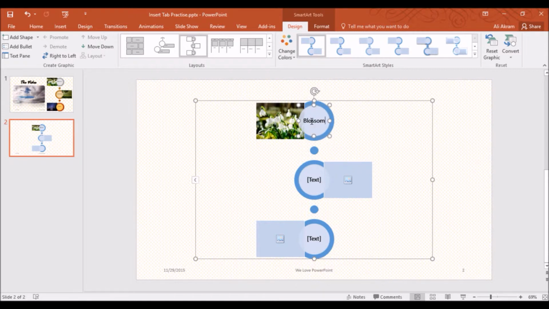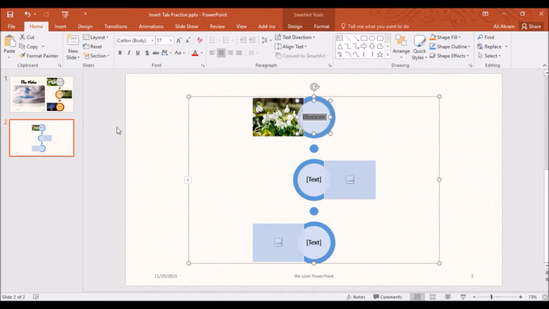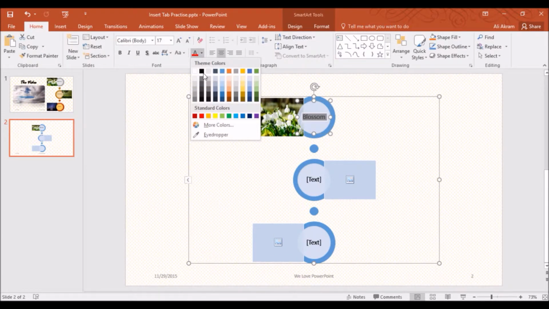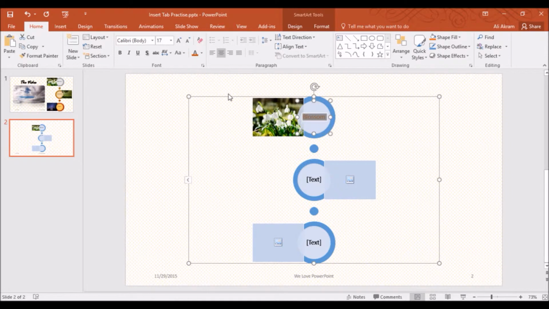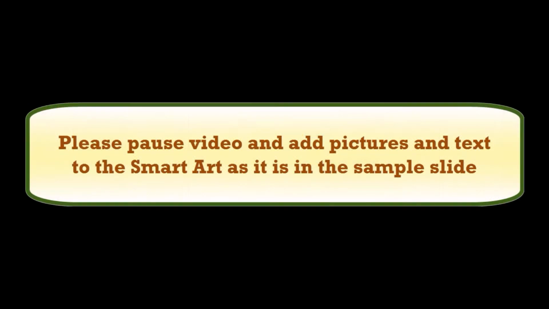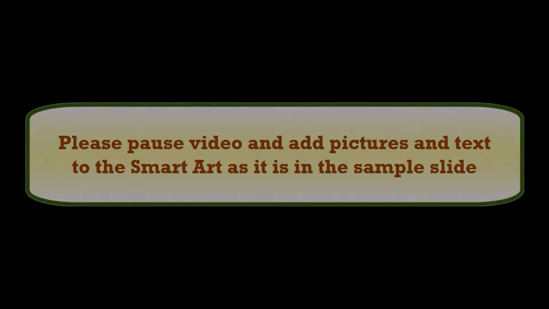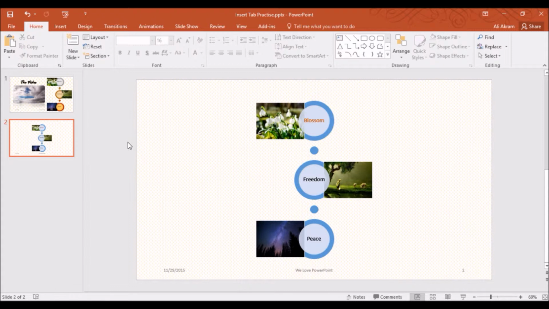Select it all using Ctrl+A and change the color to this. Similarly, we'll insert our images and text in the rest of the Smart Art. We have inserted our images and text into our Smart Art.